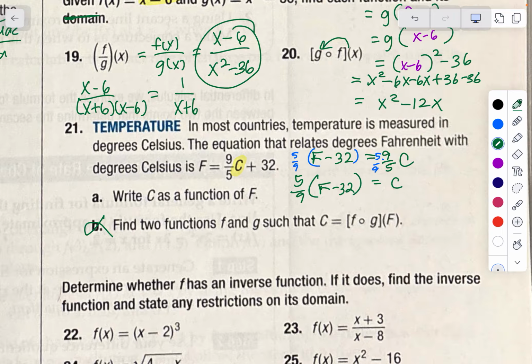So if you ever hear a Celsius degree and you wonder what it is in Fahrenheit, use that formula. If you ever hear a Fahrenheit degree and want to know what it is in Celsius, use that formula. Okay?